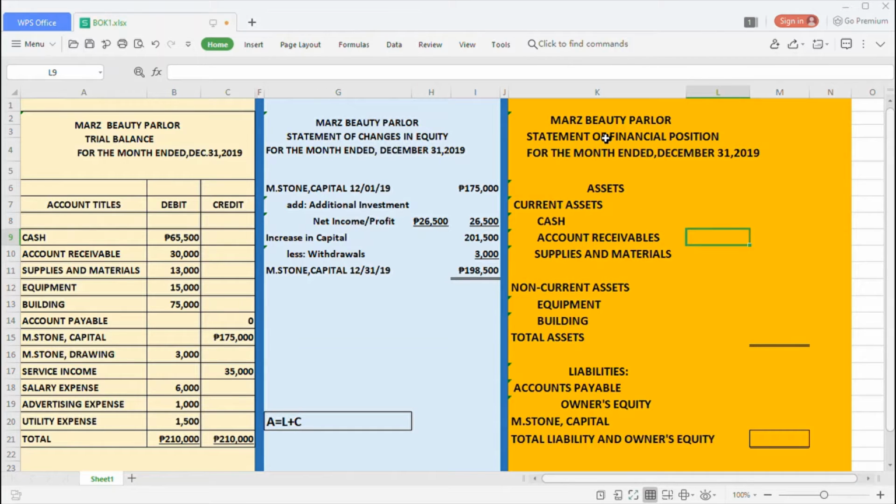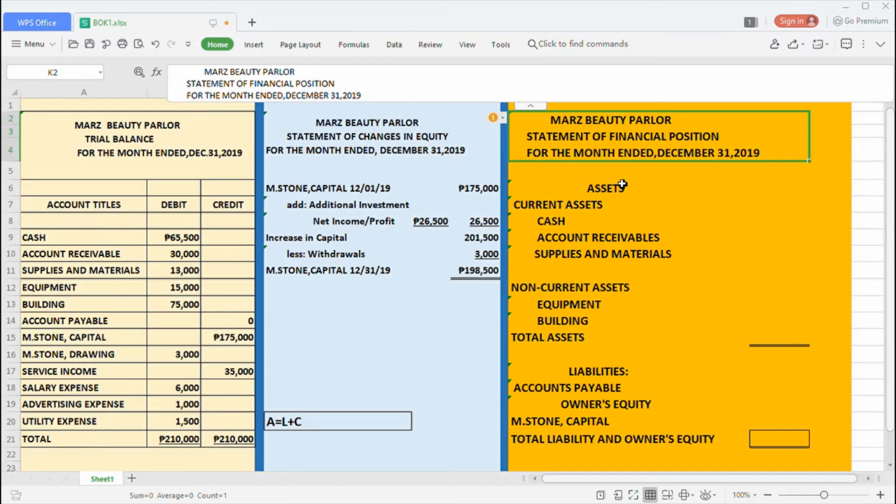So this is the format of our statement of financial position. This is the name of the company and then the name of the financial statement that you are making. So this time, statement of financial position yung gagawin natin. And of course, the period or the month ended, that is December 31, 2019. So this is still our example, the Mars Beauty Parlor. This is from the journalizing, the general ledger, trial balance, statement of changes in equity. Ito yung ginagamit natin na example. And this is service concern.